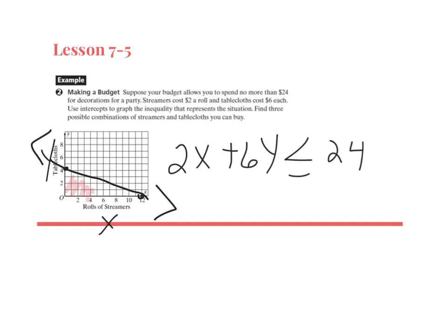So any point in this region here, any combination of these streamers and tablecloths is going to give us an option for decorations for our party. Okay, so we could buy nothing, no streamers and no tablecloths. That's 0, 0, right? That point right there, that 0, 0, fits our story. We're spending less than $24, so that works great. So any combination there, and even the combinations that are on the line. So just think about this situation and how you could buy all streamers, all tablecloths, a little bit of both, or none of either of them, and they would all still work.